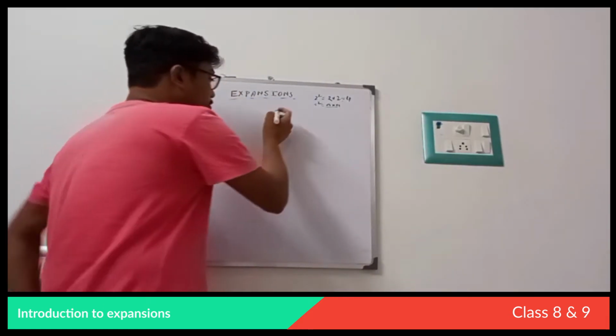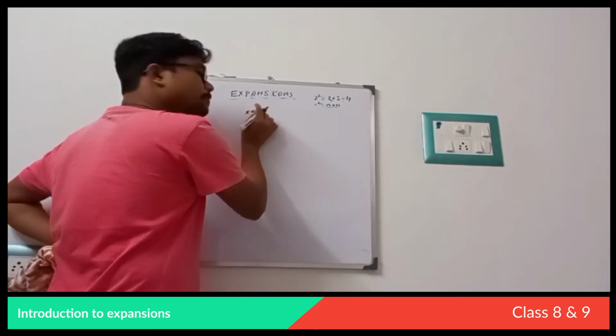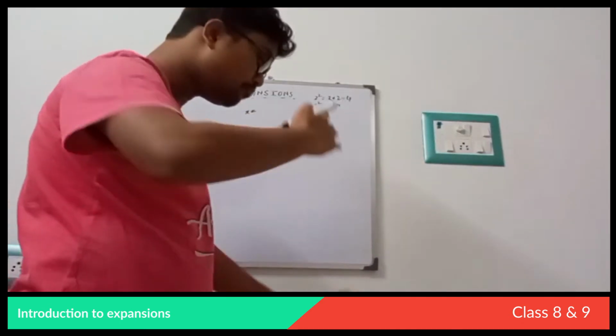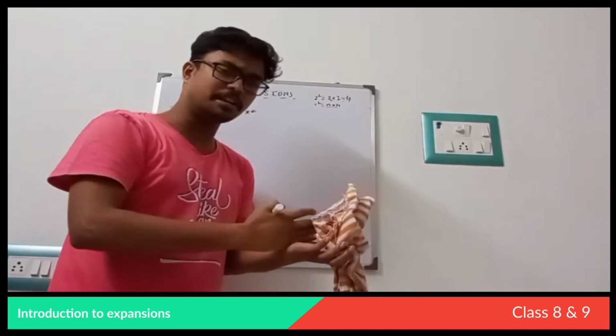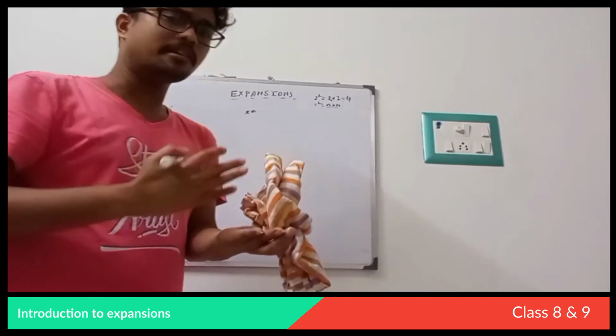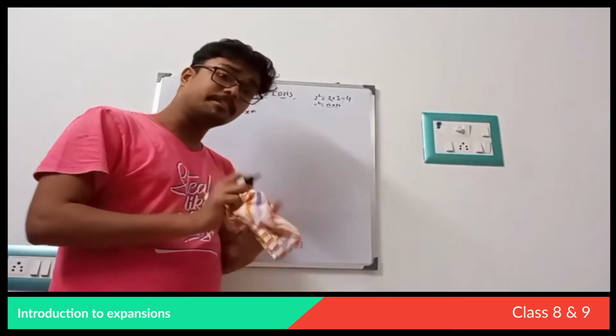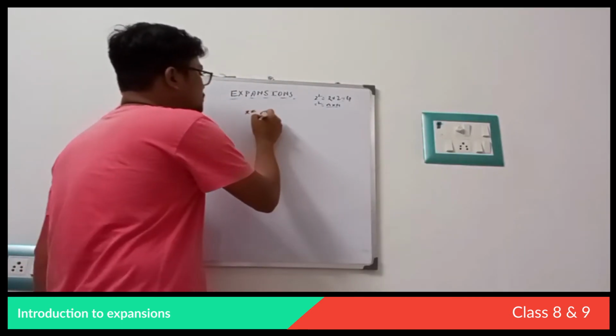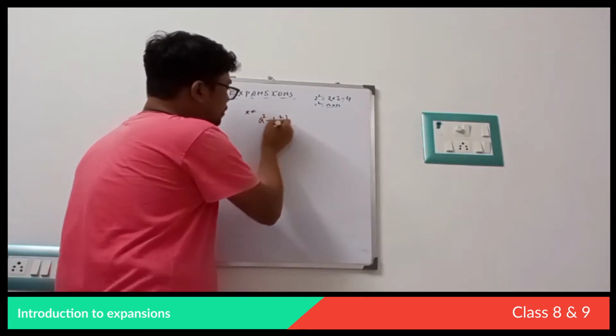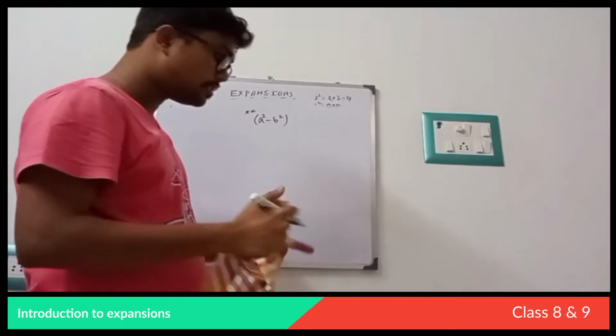Next formula is very important. This formula will apply to every type of problem. If you apply it in compound interest, mensuration, whatever the problem is, you can apply the next expansion of this term, a square minus b square. This is very important. A square minus b square.